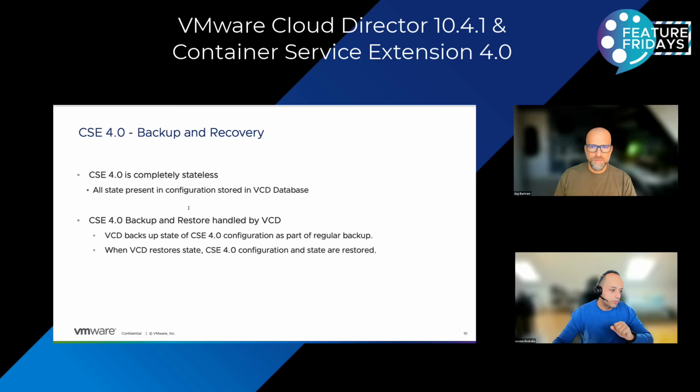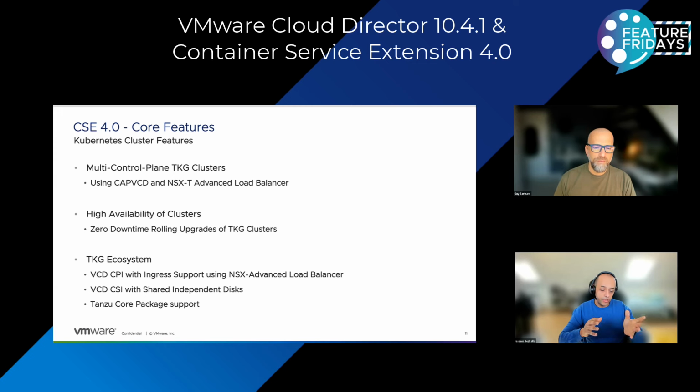So yeah, some features again. You can offer multi-control plane TKG clusters. When you roll out your TKG clusters, you can choose 3 control plane nodes, for example, so you have a redundant control plane, and it utilizes the CAP-VCD, as we talked about, and the NSX-T Advanced Load Balancer for providing layer 4 services. You can have CSE 4.0 server high availability clusters. So this is also supported.